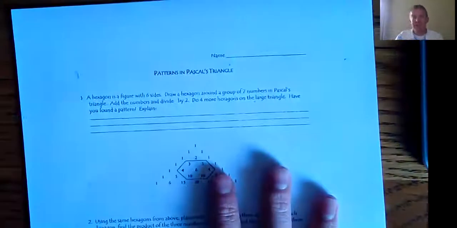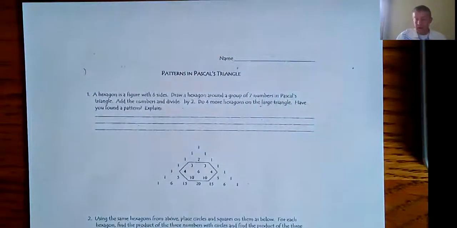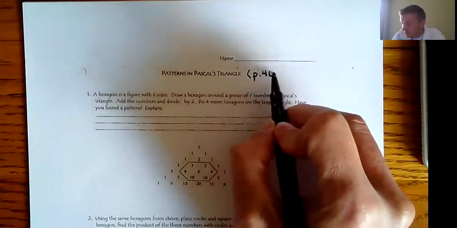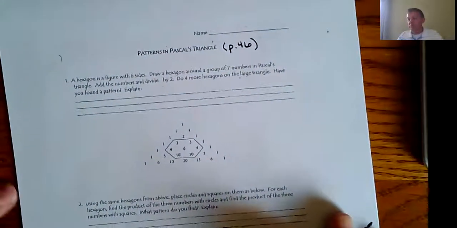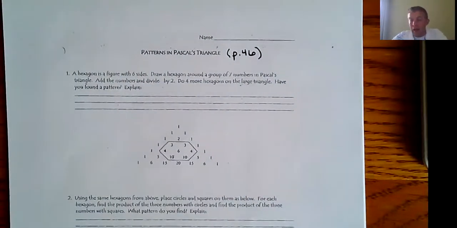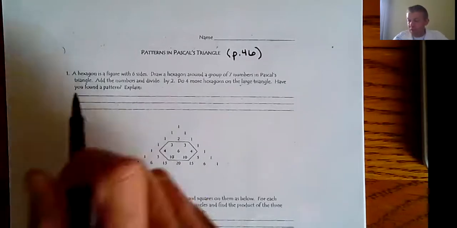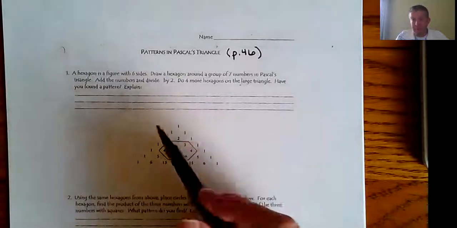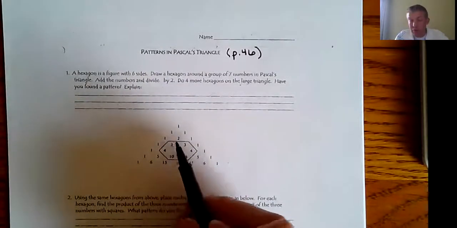It's called Patterns in Pascal's Triangle. So right now I'm looking at page 46. I'm going to start you off on these and have you try a couple on your own. Number 1 says a hexagon is a figure with 6 sides. Draw a hexagon around a group of 7 numbers in Pascal's triangle. So here's a mini Pascal's triangle, and here's how I drew a hexagon.